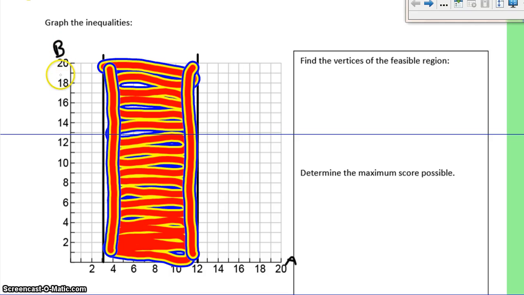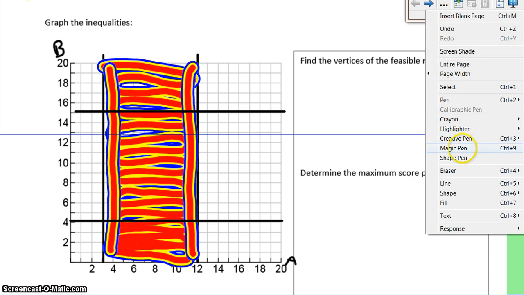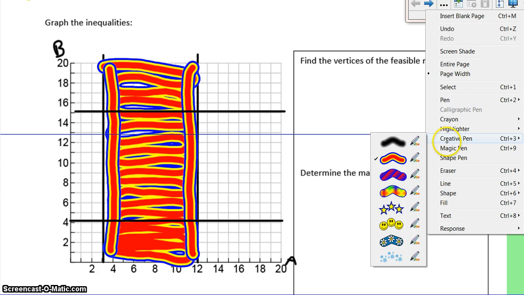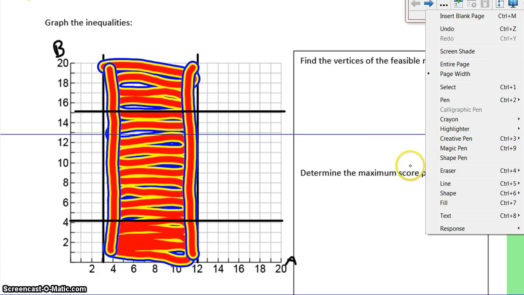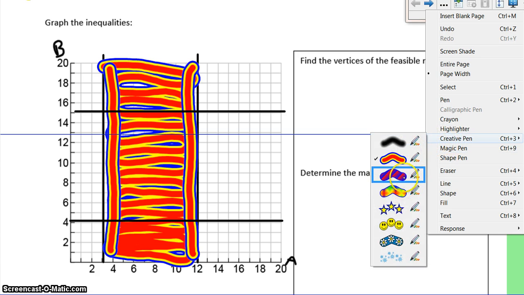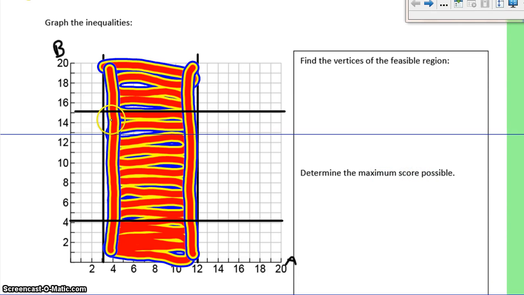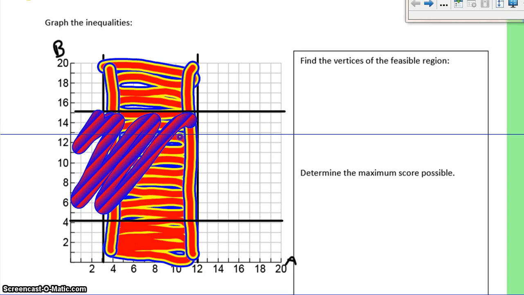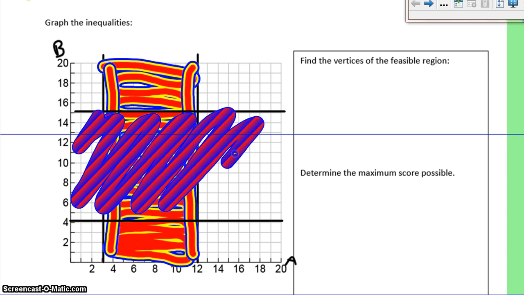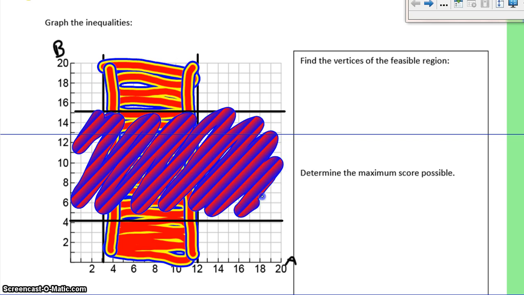Here's our B axis. So let's go ahead and graph the 4. Let's go ahead and graph the 15. And then we want to shade everything in between there. So let's get a creative pen here. Let's go blue and red or whatever this is. And I want to shade everything in here. Oh, it's going to go right over that. We're not going to necessarily see the intersection area this time. Maybe I'll use crayons again next time.